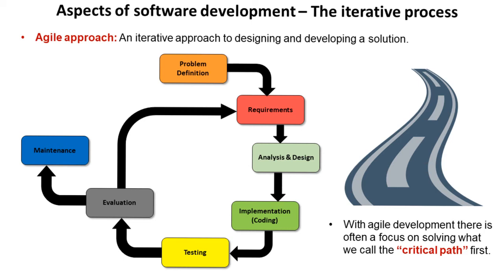With agile development, we often focus on what we call the critical path first, developing the core functionality and requirements for the user, and then adding bells and whistles and extras as it becomes evident what the user needs.